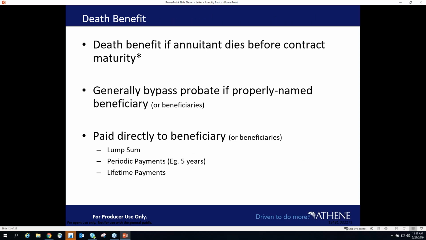So let's talk a little bit about death benefit. If an annuitant dies before contract maturity, the benefit generally bypasses probate if there are properly named beneficiaries. It's one of the great things about annuities. If you have named beneficiaries, you can bypass probate and just go directly to the named beneficiary. It is paid directly to the beneficiary or beneficiaries in a lump sum or periodic payments. Some are paid out over 5 years, or lifetime payments are also available under certain contracts.